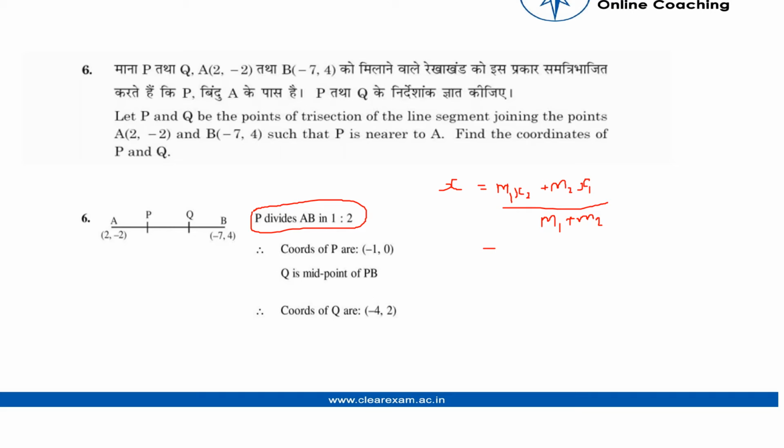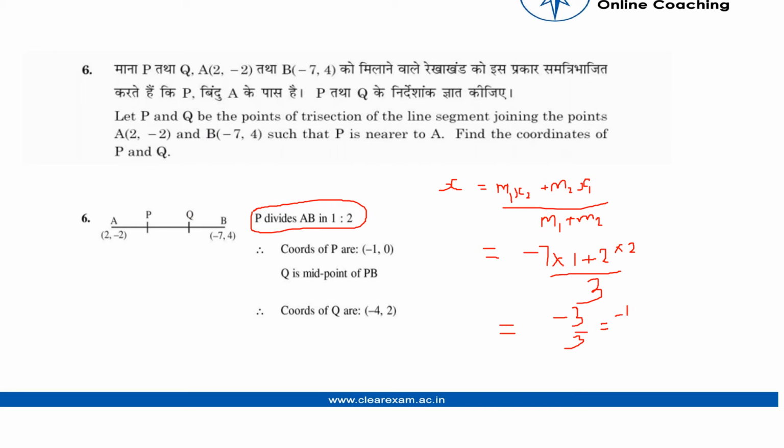So this will give us the value of x equals: x2 is -7 here, that is the x coordinate of point B, so -7 into 1 plus m2 is 2 and x1 is 2, and m1 plus m2 is 1 plus 2, that is 3. This gives us -3 by 3, which is equal to -1.